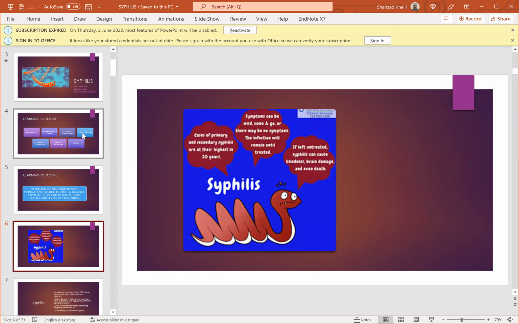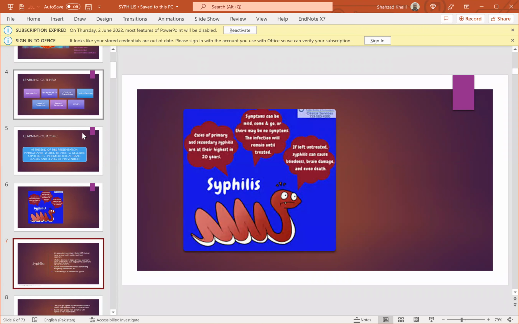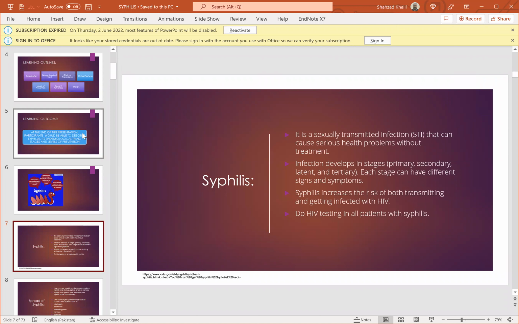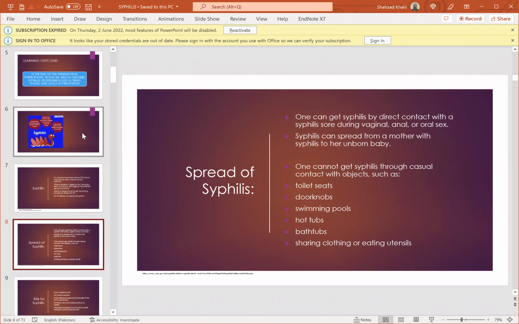So starting with syphilis, introduction. It is a sexually transmitted infection that can cause serious health problems without treatment. Infection develops in stages which are primary, secondary, latent, and tertiary. Each stage can have different signs and symptoms. Syphilis increases the risk of both transmitting and getting infected with HIV. Do HIV testing in all patients with syphilis.